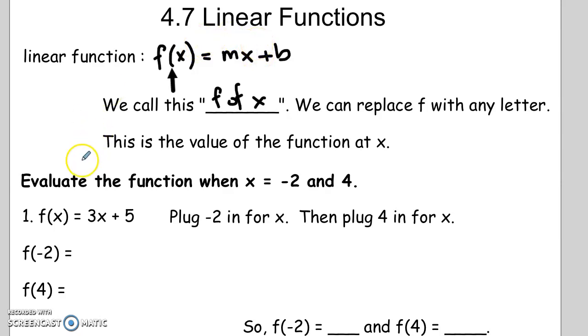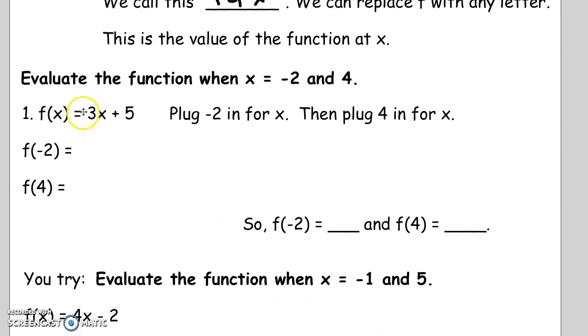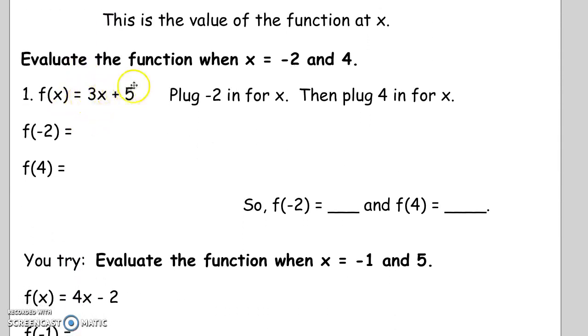So we're going to evaluate this function, f of x is equal to 3x plus 5. We're going to evaluate when x is equal to negative 2 and 4. So we're just going to plug in these values one at a time. So how to do this, you take f of negative 2, which is now x, and plug it in anytime you see x in the function. So 3 times negative 2 plus 5, and we're going to go ahead and use the order of operations. We get negative 6 plus 5, which is negative 1.